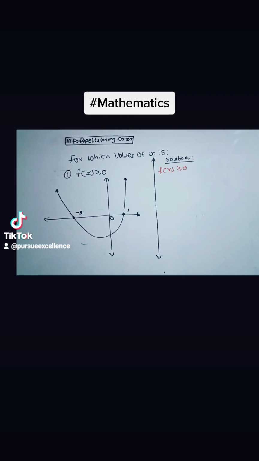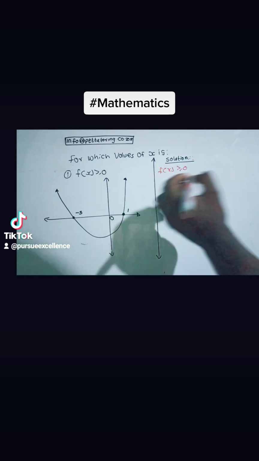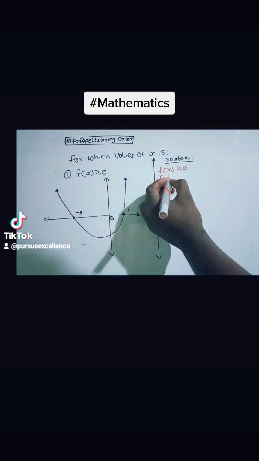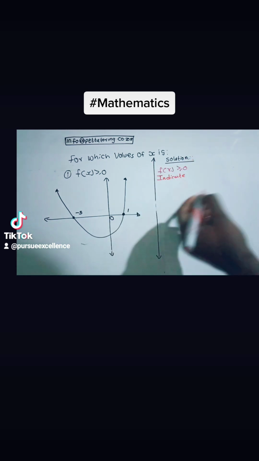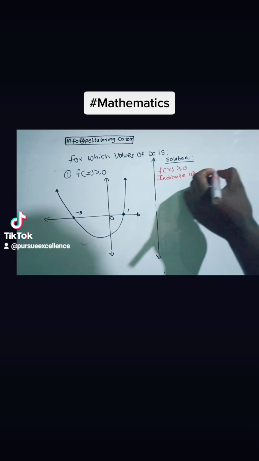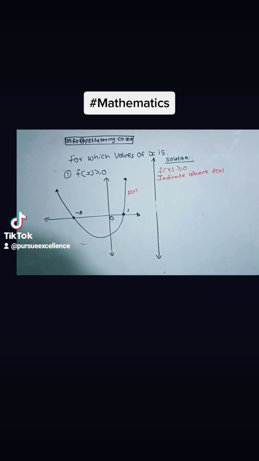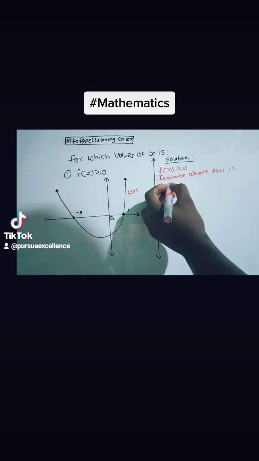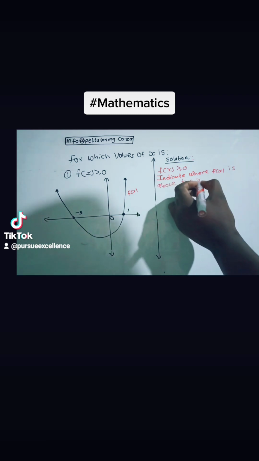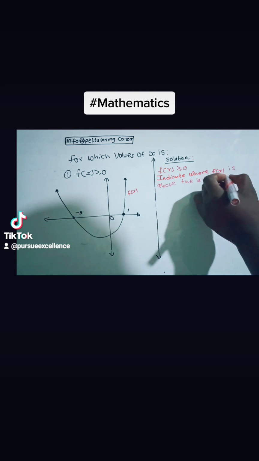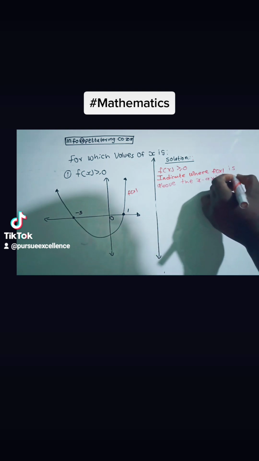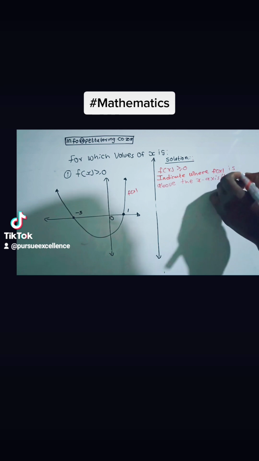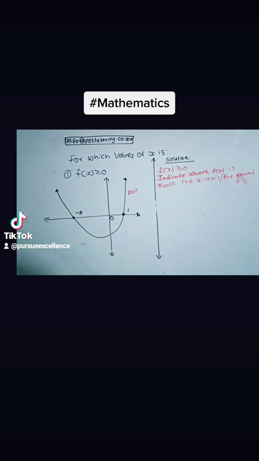This notation just represents this. They wanted to indicate where this f of x, this is the graph of f of x that I'm talking about, right? They need us to indicate where f of x is above the x-axis or above the ground. All right, there we go.